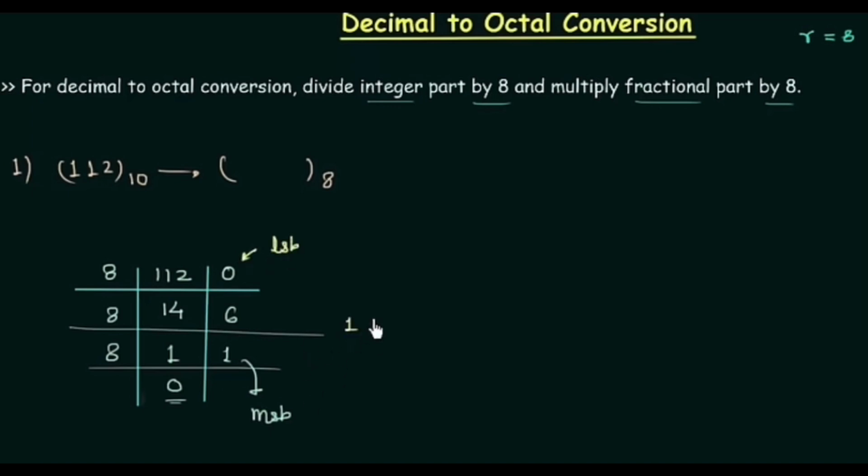So the number is 160. We have to start from the bottom and go up, right? So 160 is the octal number which represents 112 in decimal. 160, this is the answer.